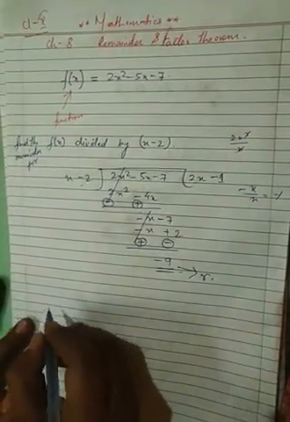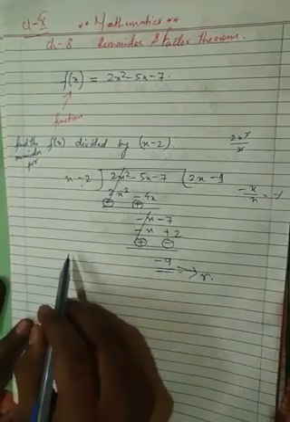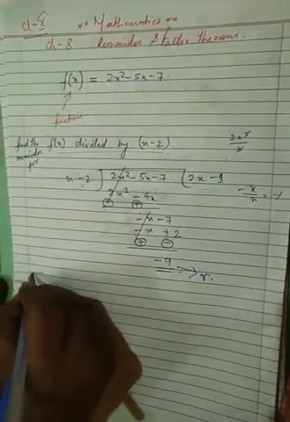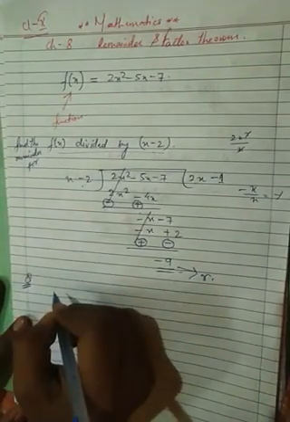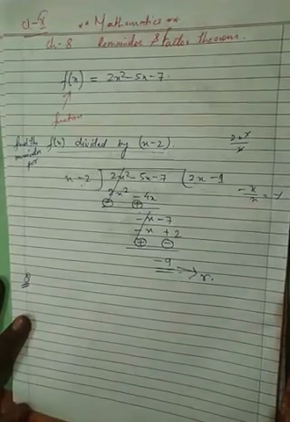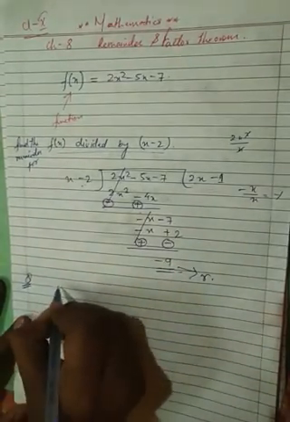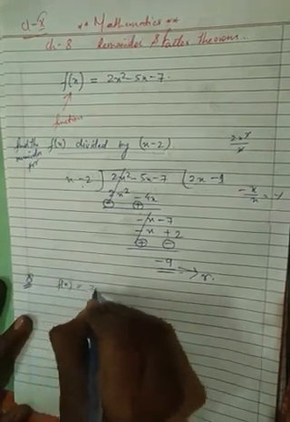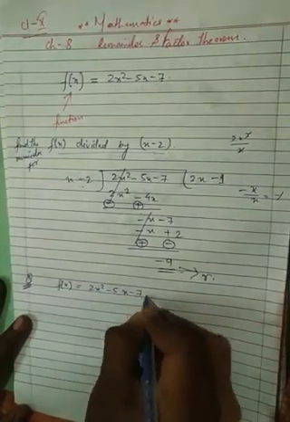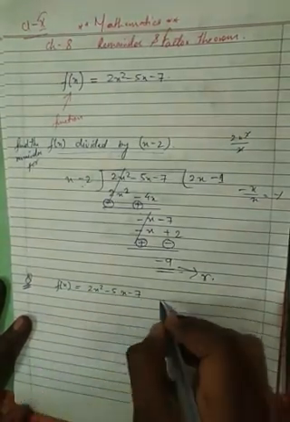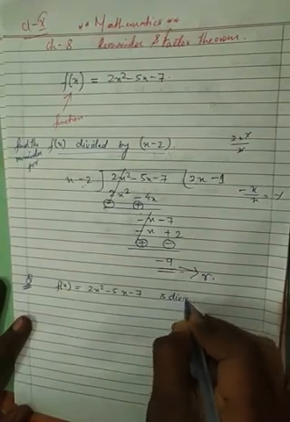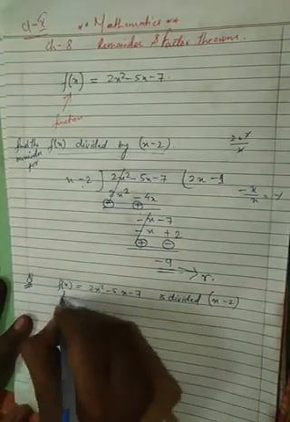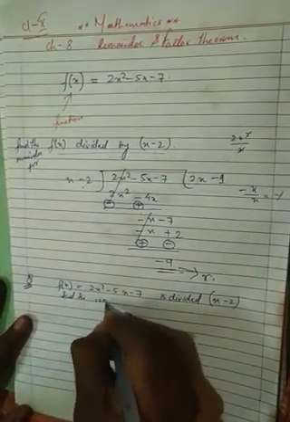How we can find it is, we'll equate the value by which you are dividing. The question was f of x divided by x minus 2, so now we'll apply the remainder theorem. F of x was given as 2x square minus 5x minus 7, and it is divided by x minus 2. What is the remainder? I have to calculate. Find the remainder. Now I apply the remainder theorem.